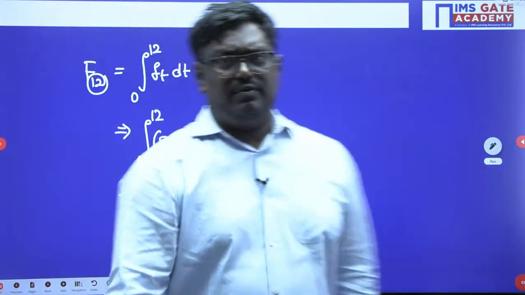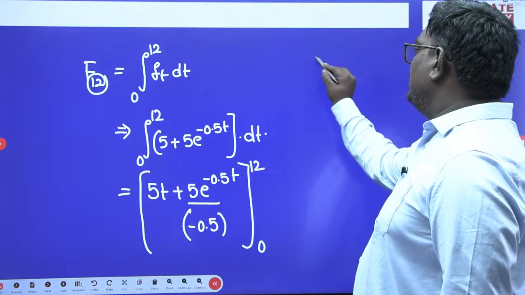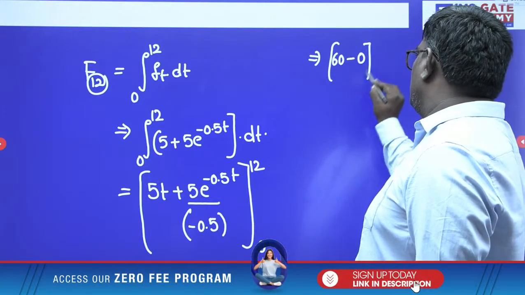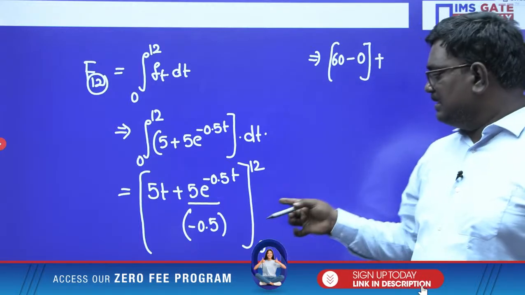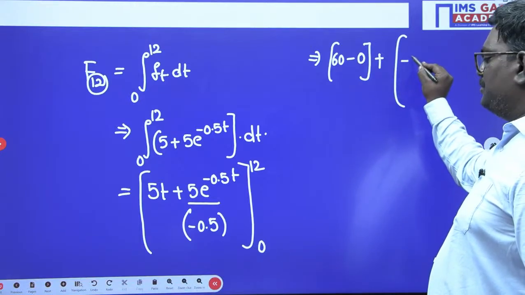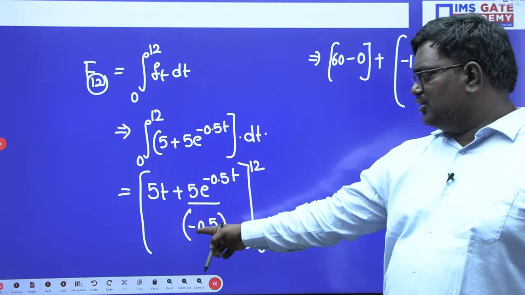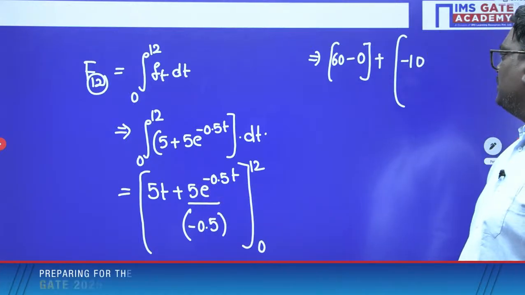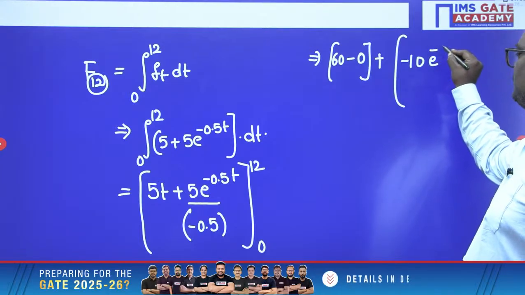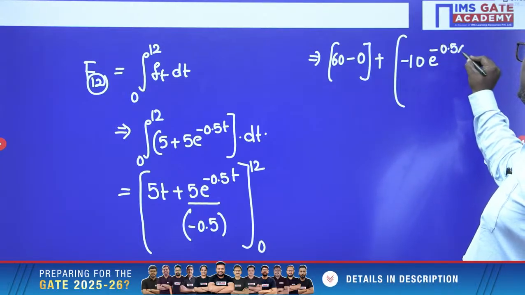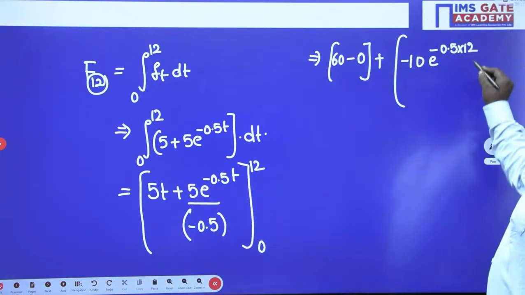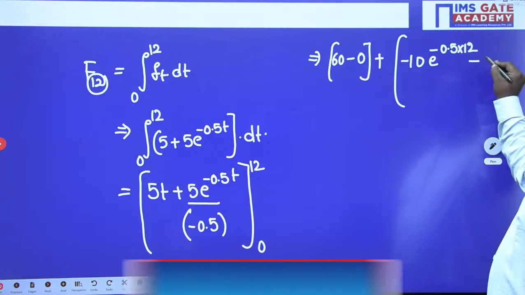Now, see students, if you see individually, 5 into 12 is how much, sir? 60 minus 0, plus, see, minus 10 into e power minus 0.5 into 12. Next, minus of minus, plus 10.